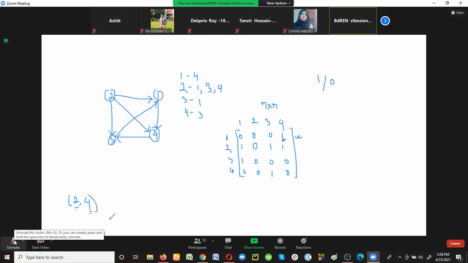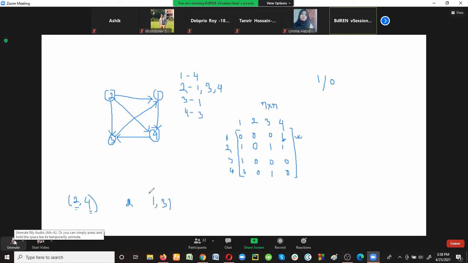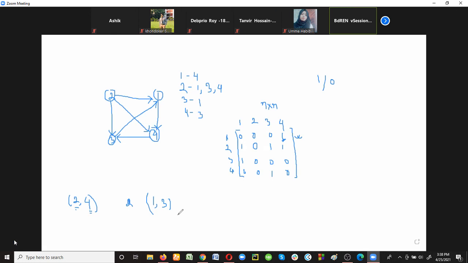What about 1 to 3? Okay, 1 and 3. Is there any path sequence between 1 and 3? What is the answer? No. The answer is no. That means 0. Look at this here. The edge is from 3 to 1, not from 1 to 3. And we cannot use this one as the path sequence from 1 to 3 because it's a directed graph, and look at the direction.